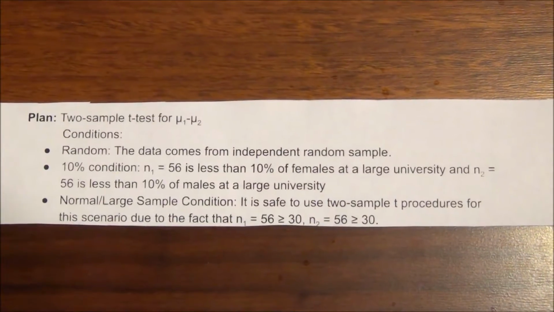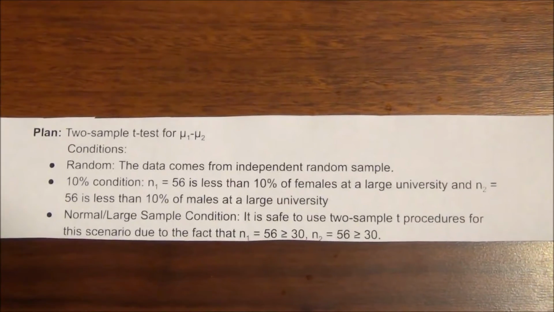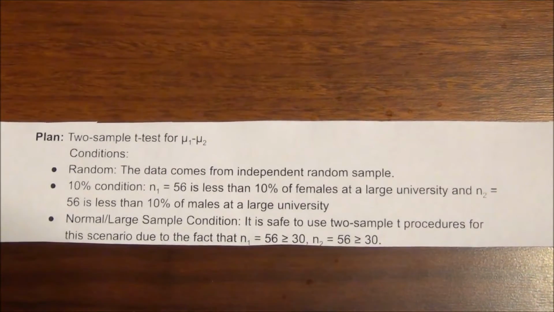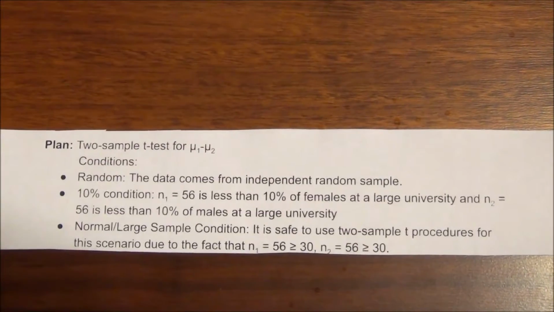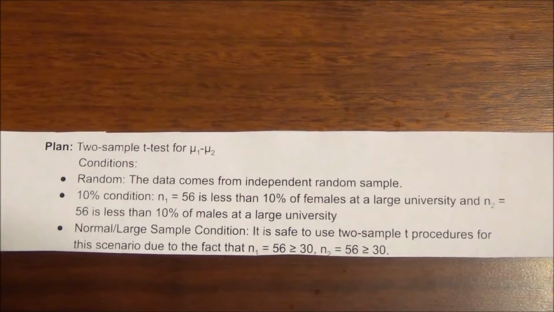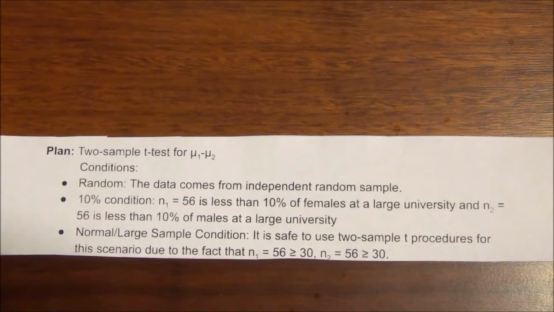Next, we move to the plan step. This is where we put the name of our significance test, in this case, a two-sample t-test for the difference between two means, and our conditions. The conditions are random, 10%, and normal/large sample. For random, we just read the information they gave us and see that the data came from an independent random sample. So that is fulfilled.